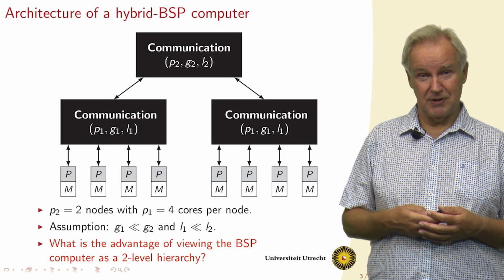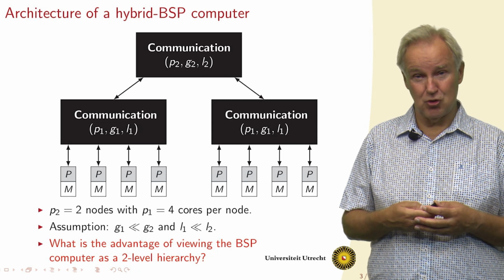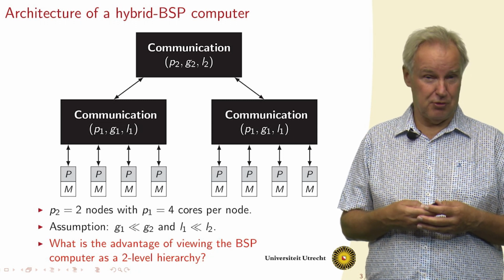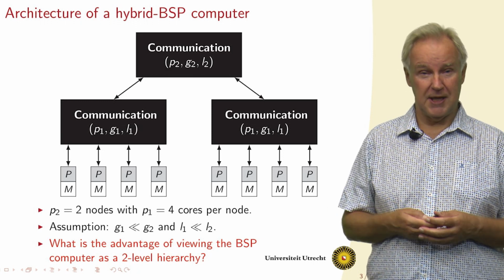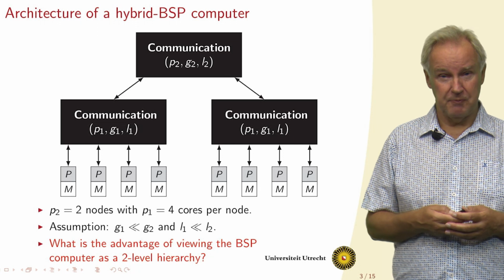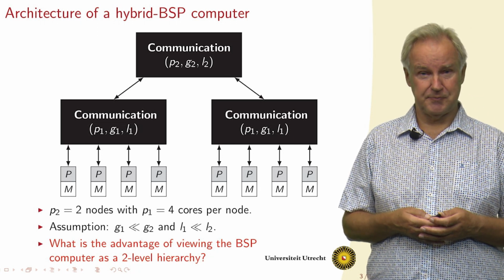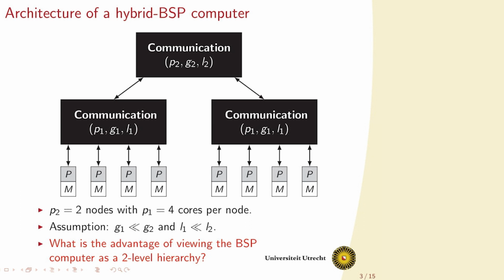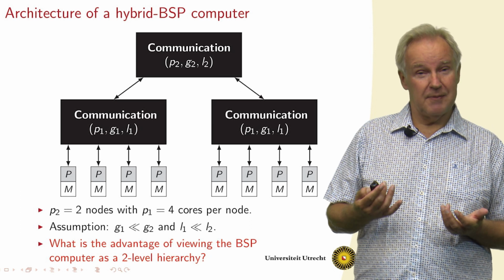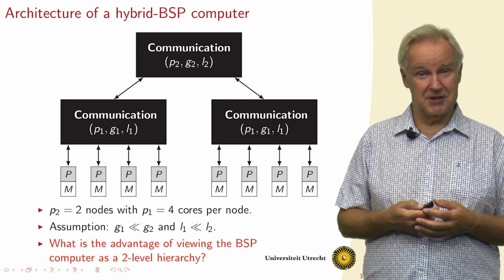The bottom level we call level 1, the top level is level 2, and the parameters that belong to it are G1, L1, and also G2, L2. Now a question to you: what would be the main benefit of this model? Okay, as you may have guessed, communication within a node is a lot cheaper.